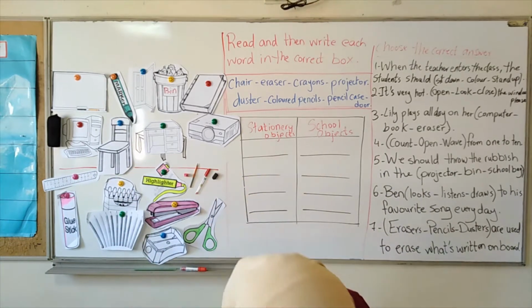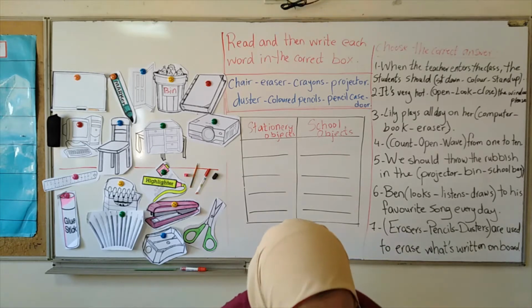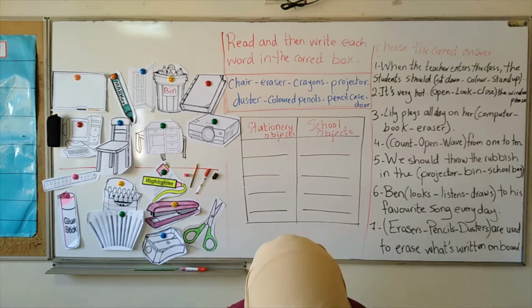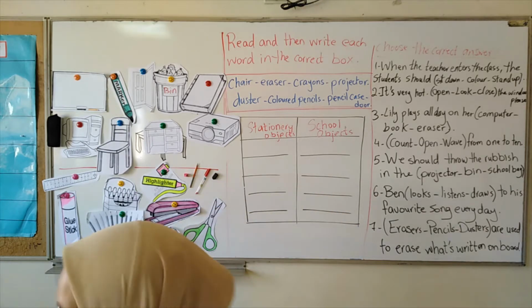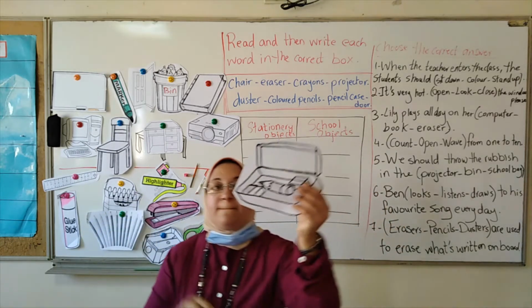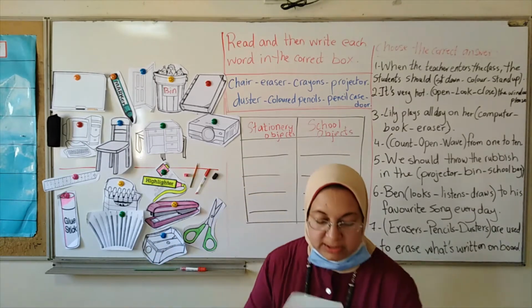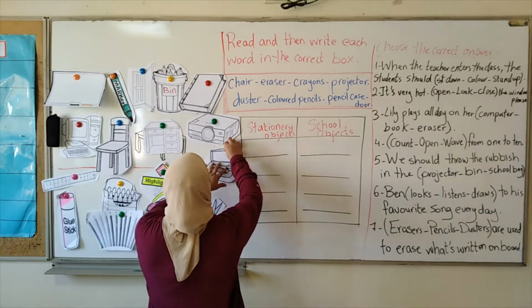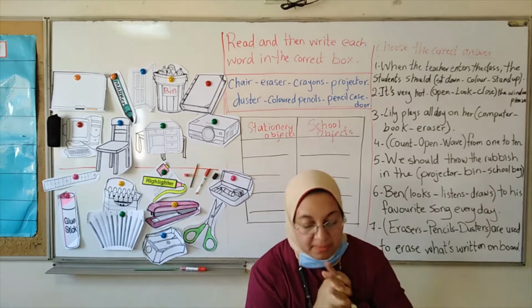So, the last thing here in the school bag, we have the stationary objects. I have the, what's this, do you know? Pencil case. Let's put it here. So let's revise them again.